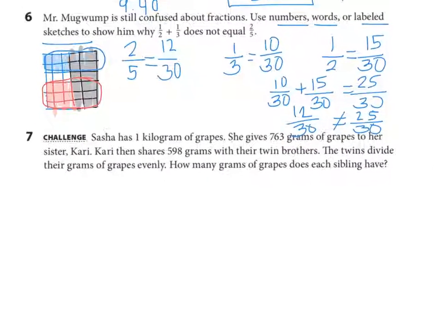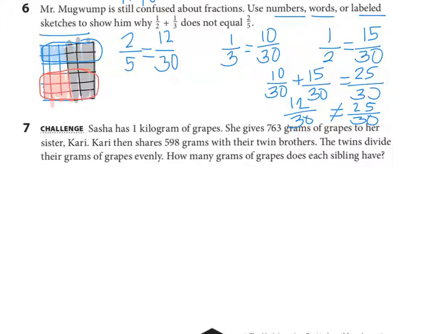Sasha has 1 kilogram of grapes. She gives 763 grams of grapes to her sister Carrie. Carrie then shares 598 grams with their twin brothers. The twins divide their grams of grapes evenly. How many grams of grapes does each sibling have? Let's look at this question again. Sasha has 1 kilogram. She gives 763 grams to her sister and then shares 598 grams with her twin brothers. The twins divide the grapes evenly. How many grams of grapes does each sibling have?